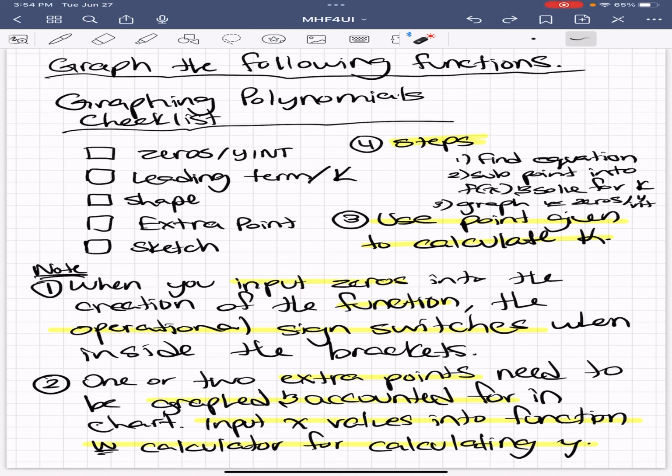So finally, the steps. Find the equation, sub the point into f of x and solve for k. Graph with zeros and y-intercept. We have our zeros and our y-intercept, our leading term, or k. We have our basic shape. We have our extra point, and then we sketch. So you can use this checklist to make sure that you have everything you need to graph the polynomials that you're graphing.